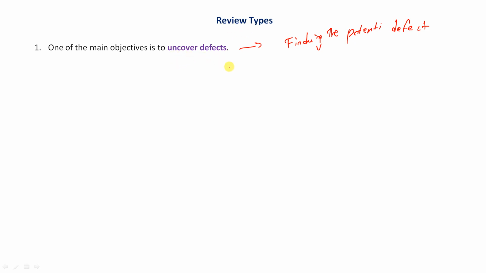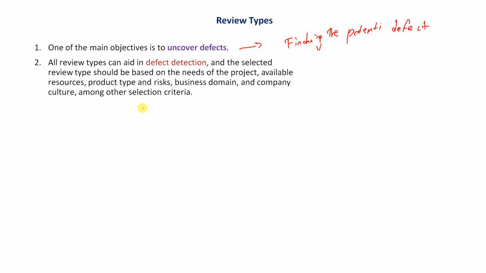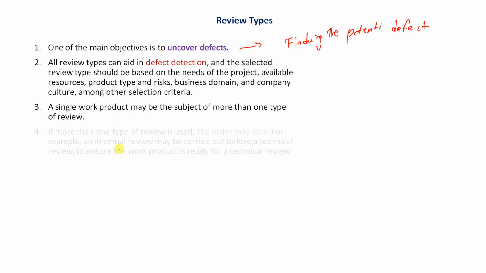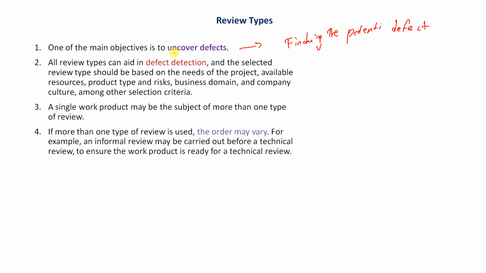So maybe in your ISTQB examination, they may ask which of these are not a part of review types. They'll give these four, and instead of uncover, they'll give something like cover defects. So this will be the odd man out. In this way you have to think, study, and prepare for your examination.